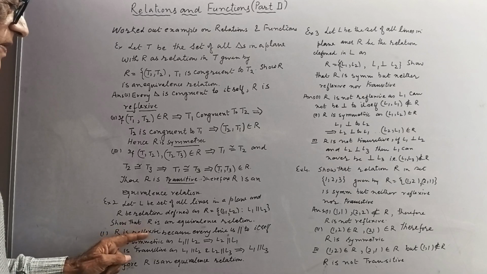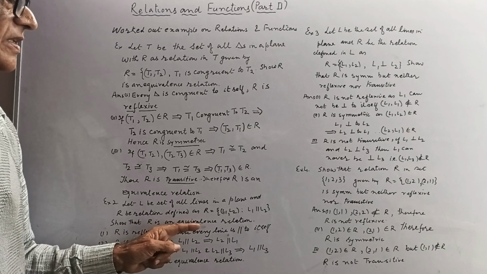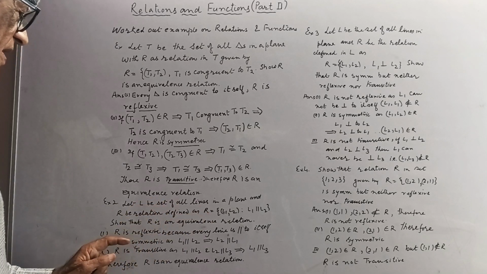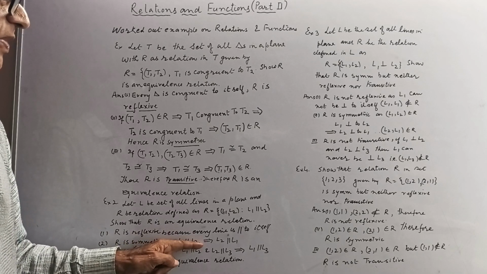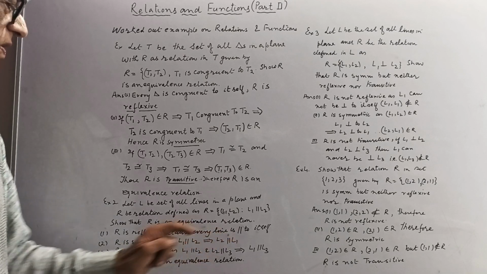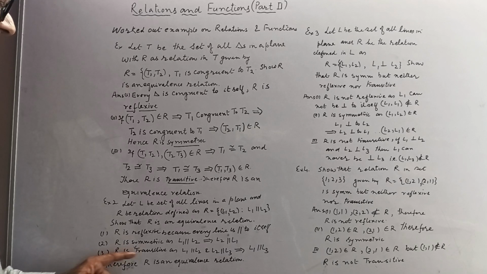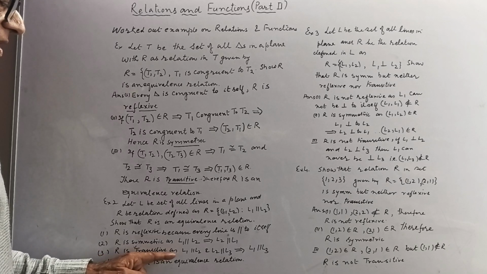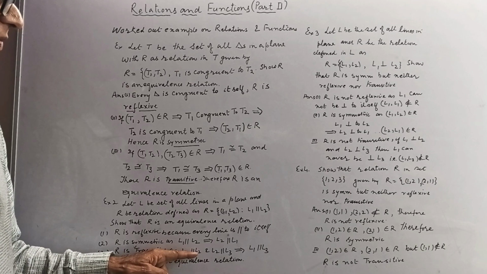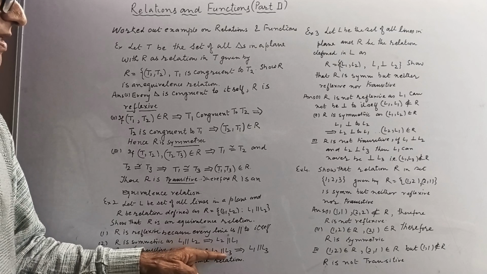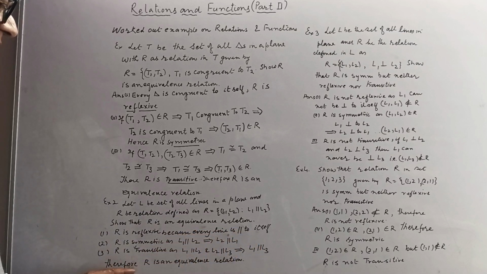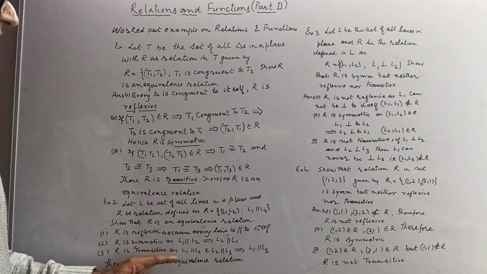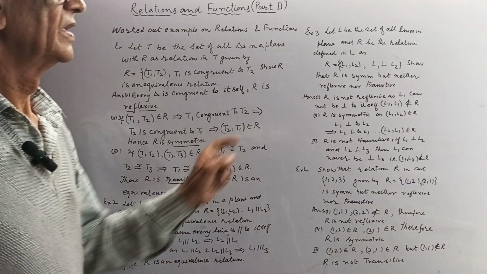Now, R is reflexive because every line is parallel to itself. R is symmetric as L1 parallel to L2 implies L2 is parallel to L1. R is transitive as L1 parallel to L2 and L2 parallel to L3 implies L1 is parallel to L3. Therefore, R is an equivalence relation.